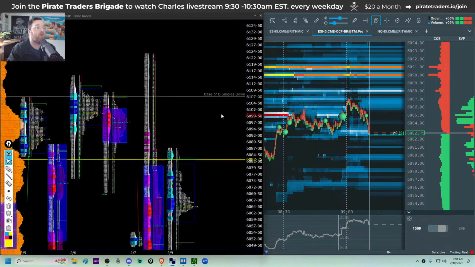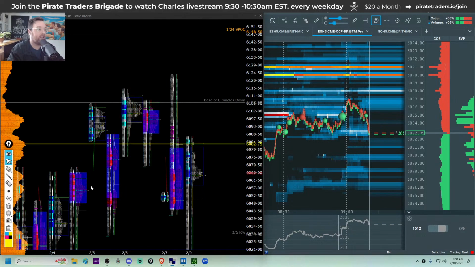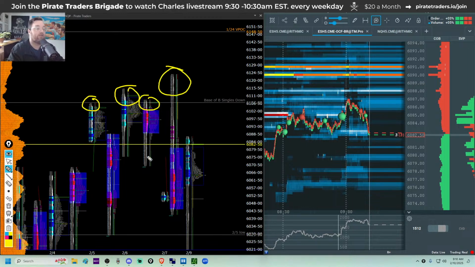Now, does it mean the market can't keep going straight up? Of course it can. But with these choppy markets being the way they are, and the fact that every attempt we've made to get above 6,100 seems to instantly get sold right back down, I don't want to be long above there, right? So the first move is from the overnight high to the base of those single prints, taking profits there.